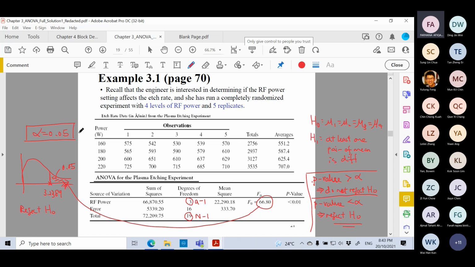the alpha is larger than the p-value. So this one is what you have. You still reject H0. So using any approach, you will get the answer to reject H0. Okay, so this is what you can do for the analysis of variance.